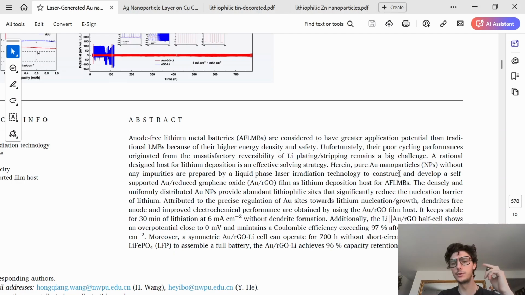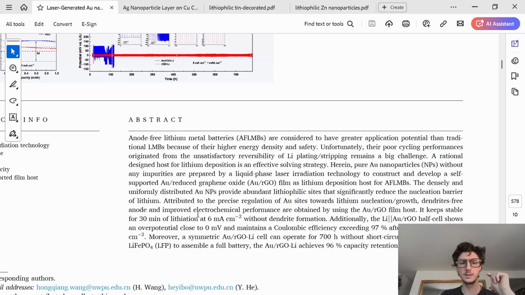Herein, pure gold nanoparticles, NPs, without any impurities, are prepared by a liquid phase laser irradiation technology to construct and develop a self-supported gold/reduced graphene oxide, Au/rGO, film as lithium deposition host for anode-free lithium metal batteries. The densely and uniformly distributed gold NPs provide abundant lithophilic sites that significantly reduce the nucleation barrier of lithium, attributed to the precise regulation of gold sites towards lithium nucleation/growth.